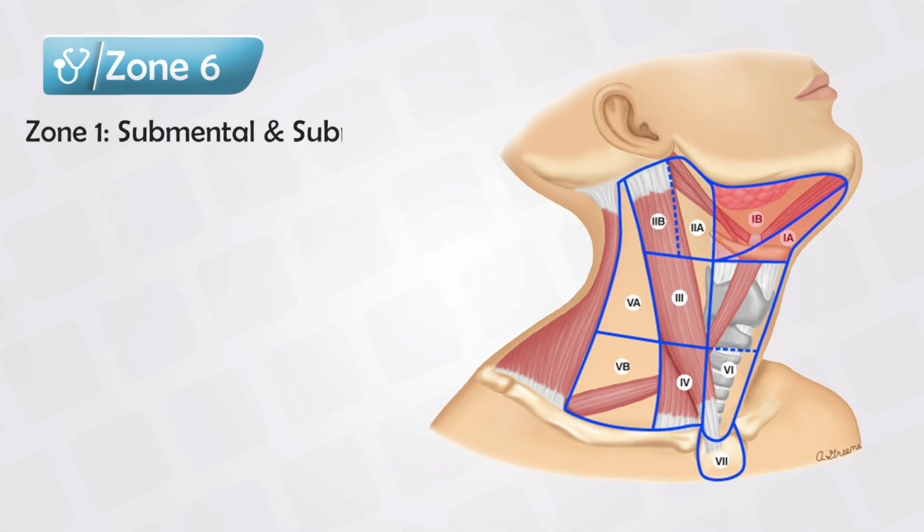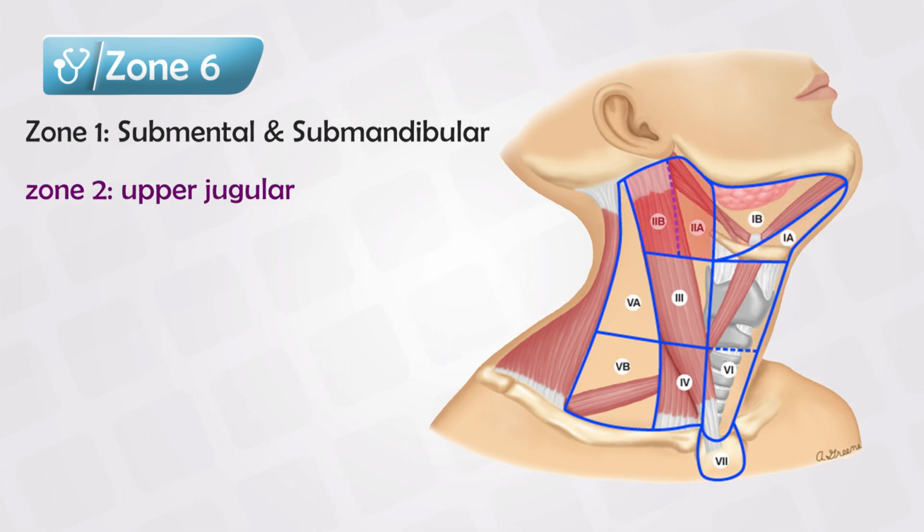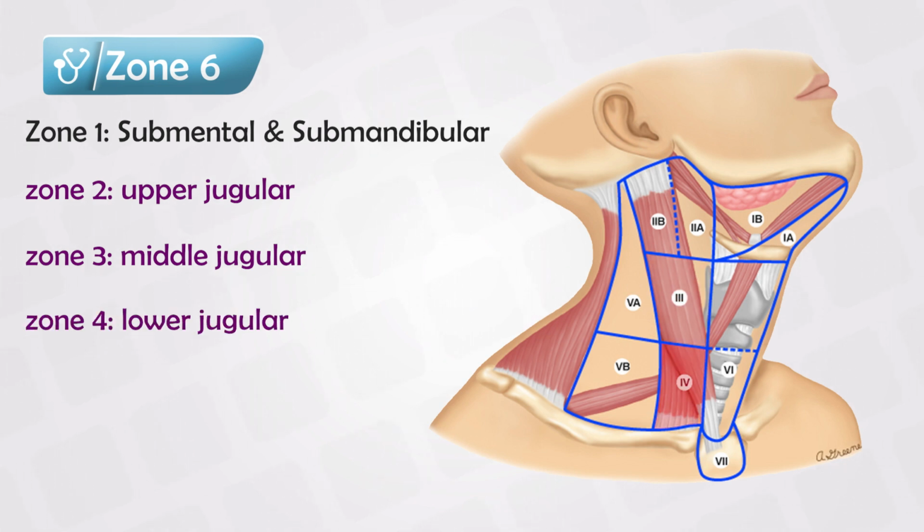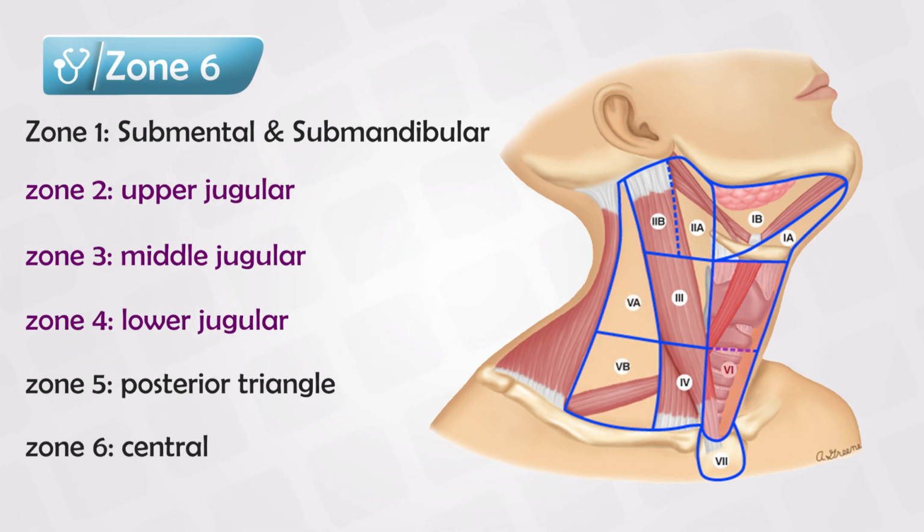Zone 1 is the submental and submandibular area. Zone 2, upper jugular area. Zone 3, middle jugular area. Zone 4, lower jugular area. Zone 5 is the posterior triangle. And Zone 6 is the central area. Sometimes they add Zone 7, which is outside the neck, and that is the anterior or superior mediastinal area.